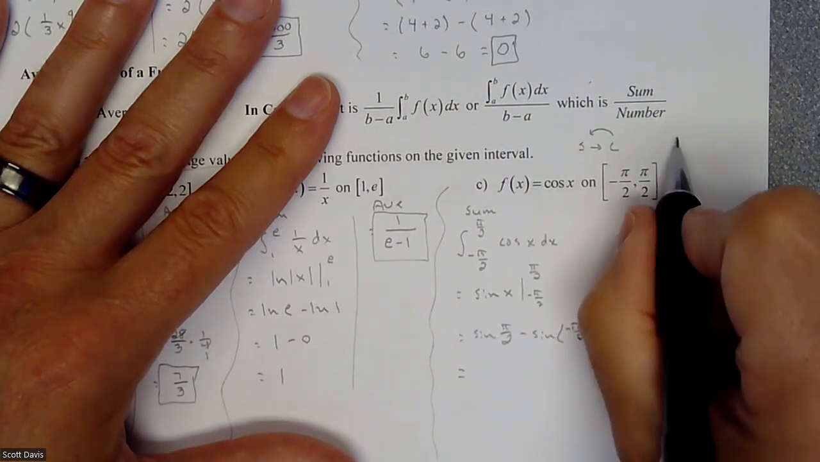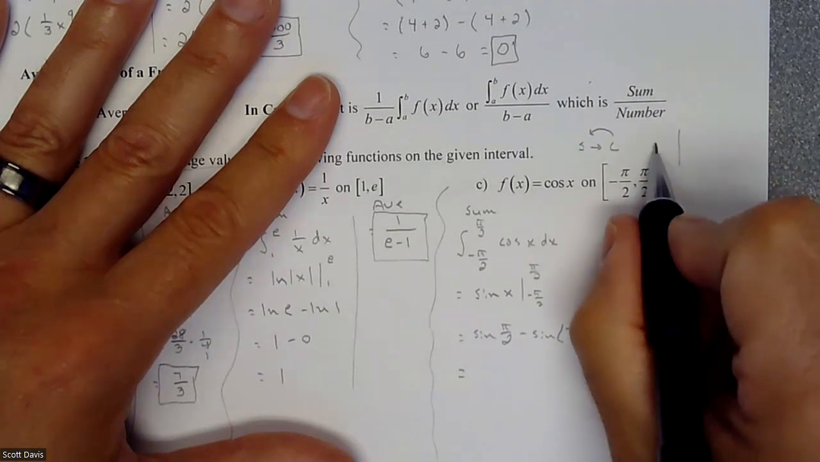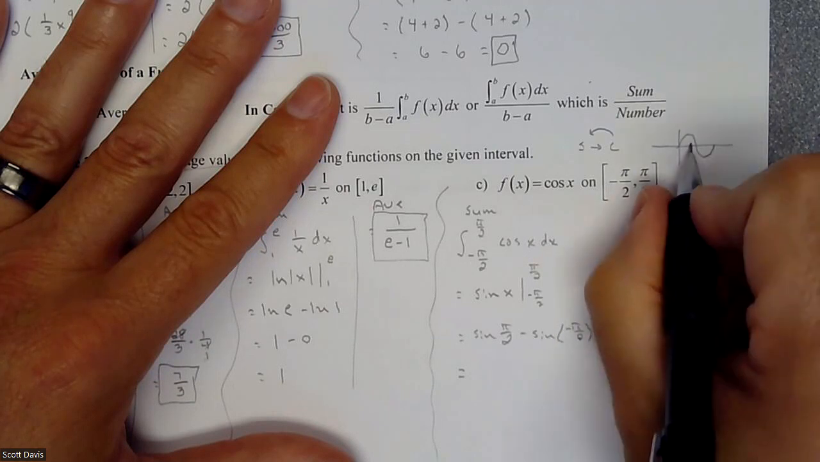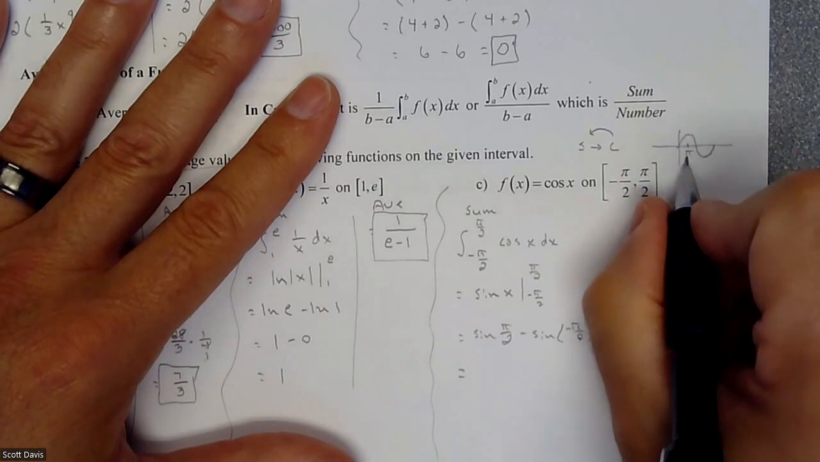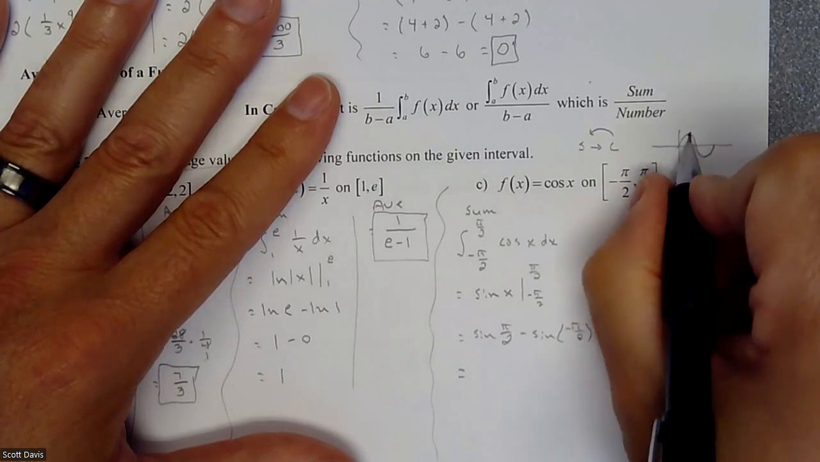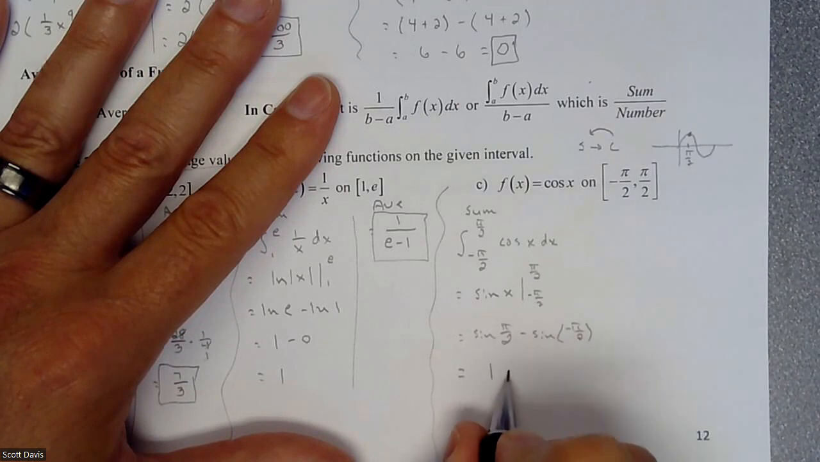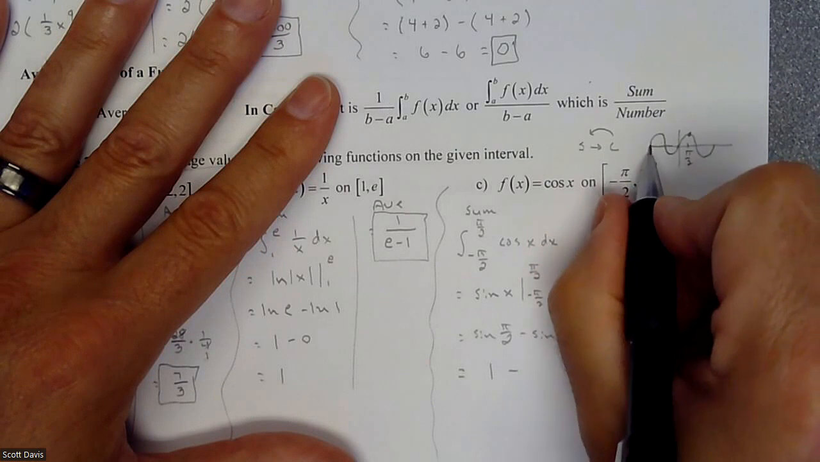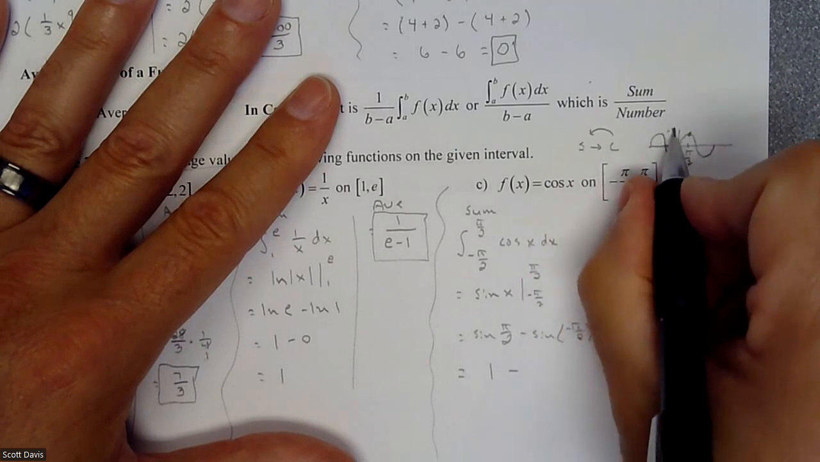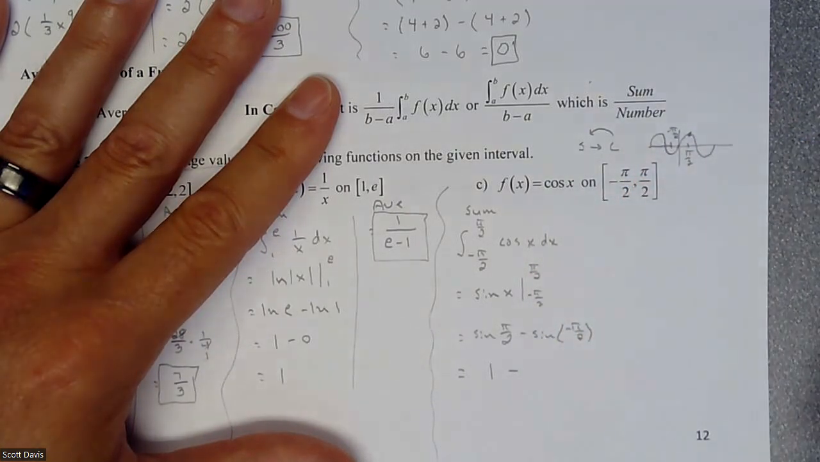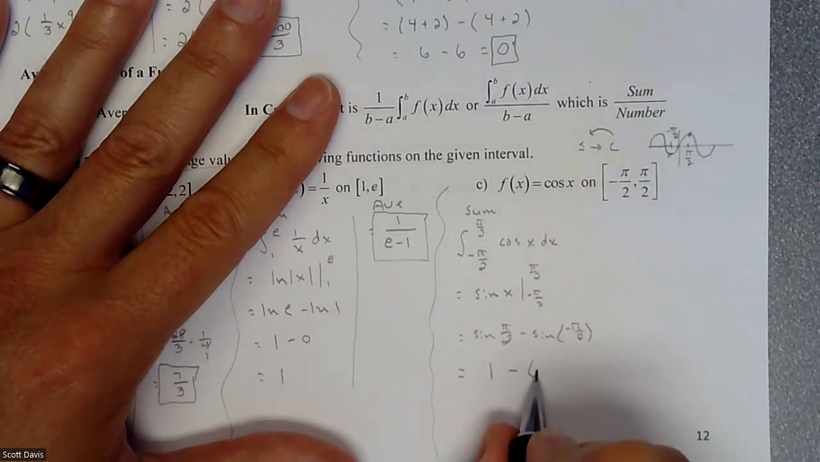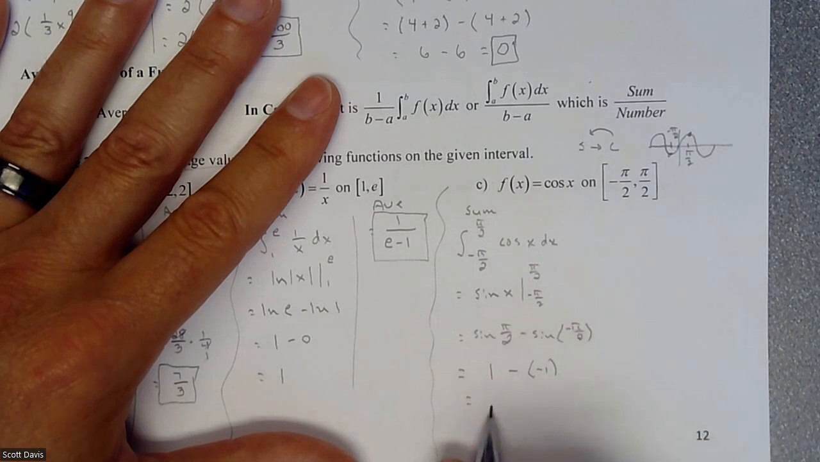So value-wise for that, I'm going to look at a graph on this one. So the sine curve looks like that. That is pi over 2. So I know that value is a 1 minus, and then if I go backwards on this pattern, that's my negative pi over 2. So my negative pi over 2 is going to be a negative 1. So my area under that curve is going to be a 2.